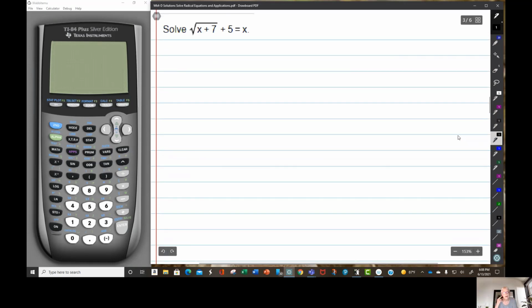Okay, here we have another equation. The square root of x plus 7 plus 5 equals x. I need to isolate my square root, so I'll subtract 5 from both sides of the equation. That gives me the square root of x plus 7 equals x minus 5.